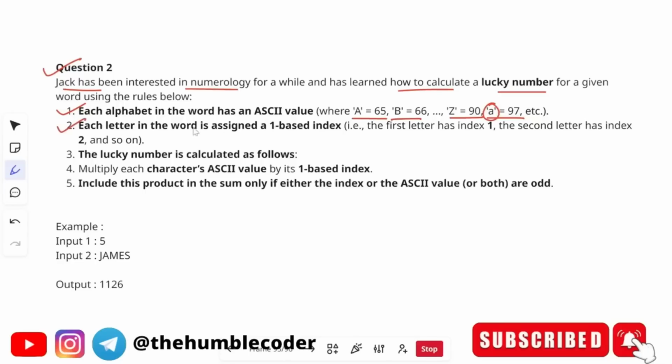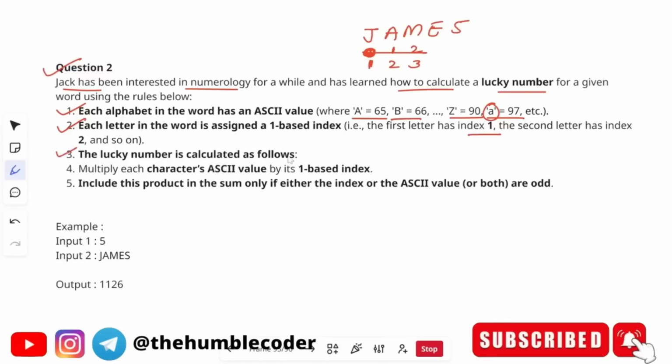The second point given to us is that each letter in the word is assigned a 1-based index. That is, the first letter has index 1, second letter has index 2, and so on. Usually people make mistakes here. For example, the input word we have is James. But in the question itself it is given that you have to consider the indexing from 1 and not 0, because ideally array indexing we consider from 0, 1, 2, right? But here, since it is given like that, you should consider the indexing from 1. If you start considering from 0, you will get a wrong answer.